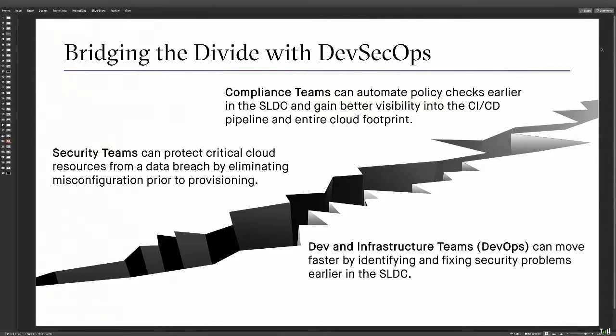And of course, dev and infrastructure teams can move faster by identifying and fixing security problems earlier in the SDLC. I spent some time prior to being at Amazon Web Services working in very large organizations with very complex certification and accreditation processes, where certification and accreditation might take weeks to get through. Well, if you think about a modern agile cloud model, you might be doing a release every 2 weeks. So shifting that left and giving developers feedback as they're developing actually empowers them to get it right.